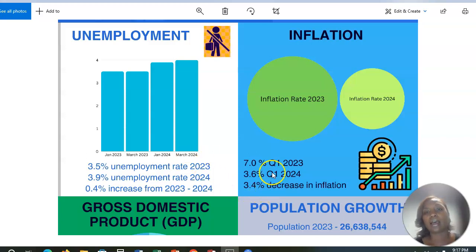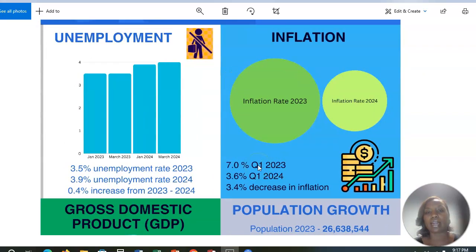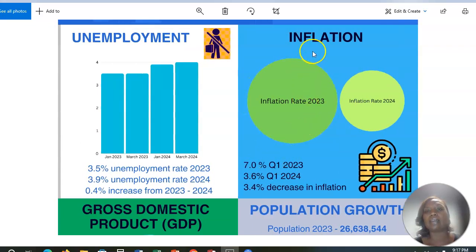The second economic indicator that I looked at is inflation. So inflation rate in 2023 was at 7% in the first quarter, but it decreased when you compare the first quarter for 2024. So that was a 3.4% decrease in inflation.